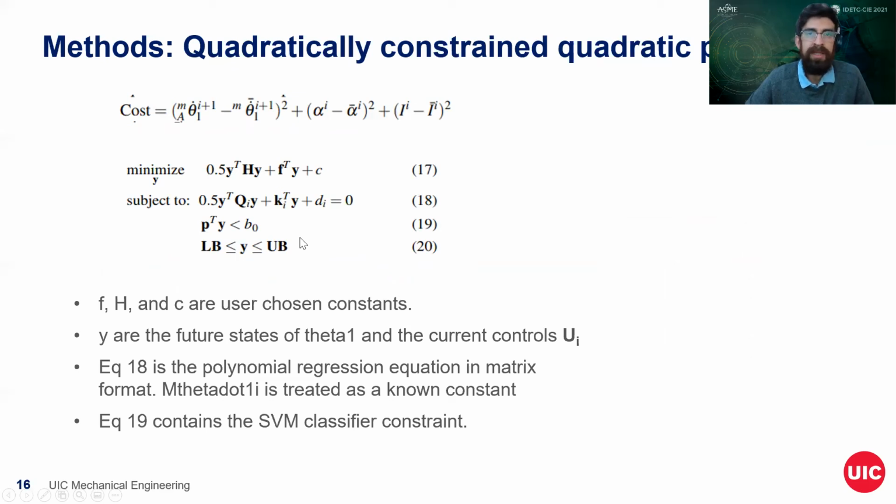Equation 18 is a polynomial regression equation in matrix format. This is our Poincare estimation. And theta dot 1 is treated as a known constant because we know the state of theta 1 at the current step. And equation 19 contains the support vector machine classifier constraint.